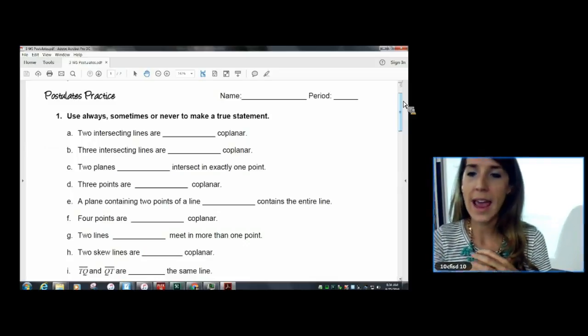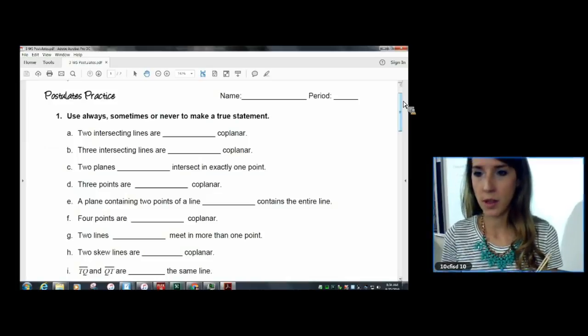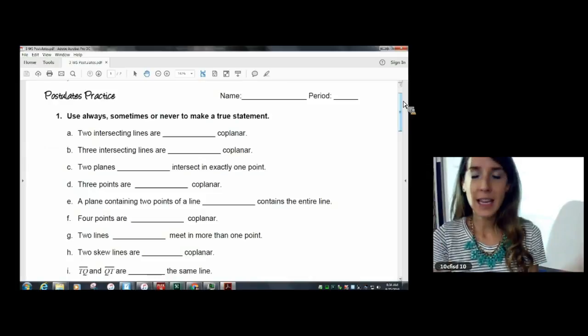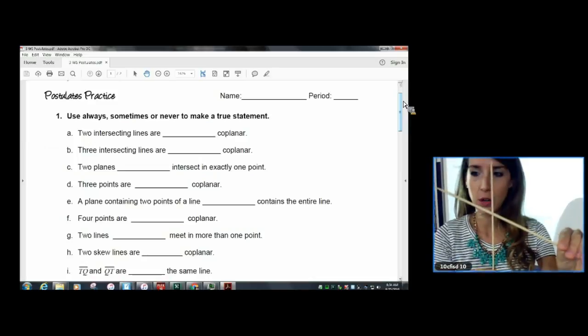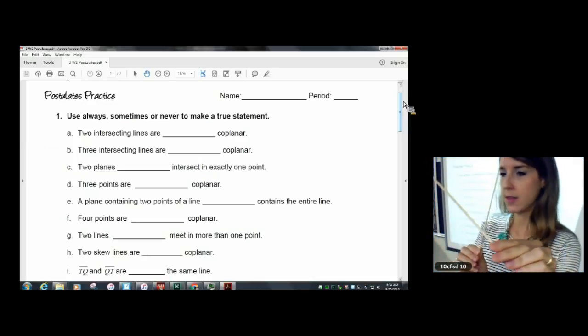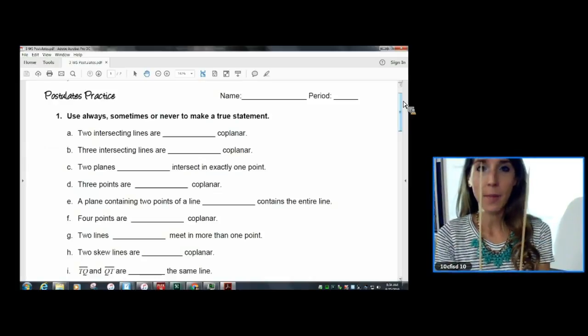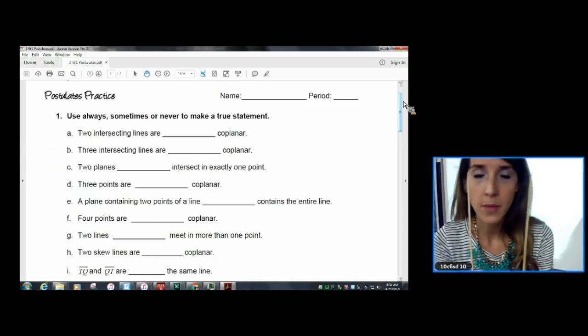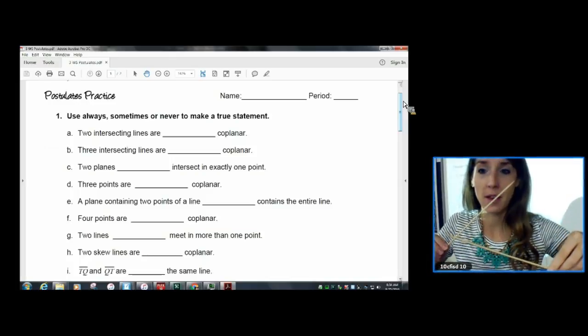So, 1A, two intersecting lines are blank coplanar. Here's the deal. Lines can be, here's their choices, intersecting, they can be parallel, and they can be skew. That's skew right there. Okay. Now, if they are parallel, they have 0 points in common. If they're skew, they have 0 points in common.